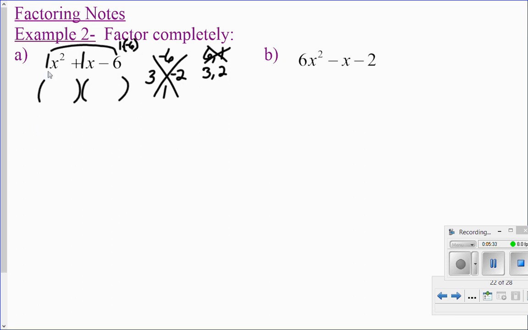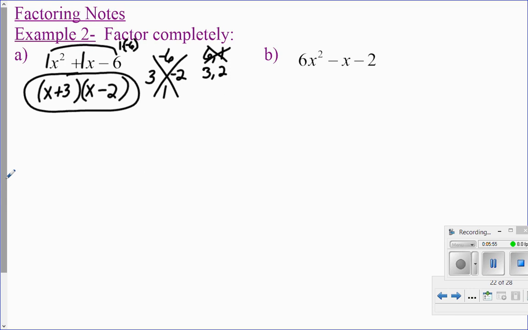So I know that to get x squared, I need x and x, because x times x is x squared. And I'm just going to take the positive 3 and the negative 2 from the diamond. And now I have these two factors which cannot factor any further. Therefore, that is my solution. Let's take a look at the next example.